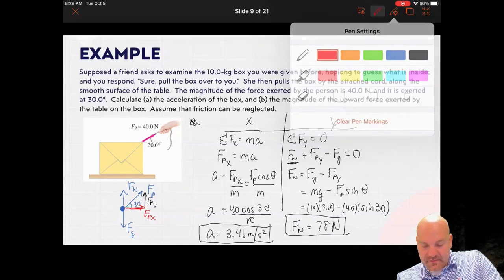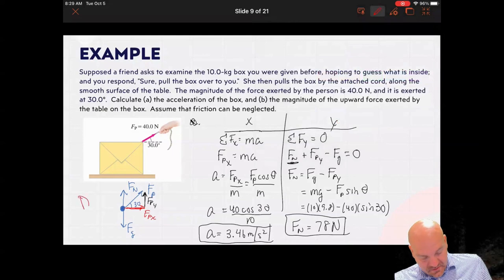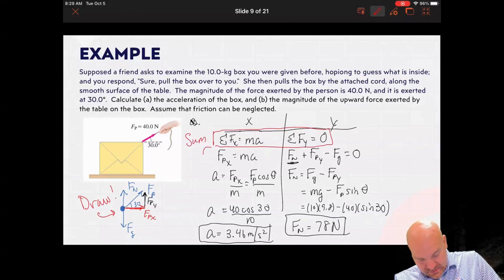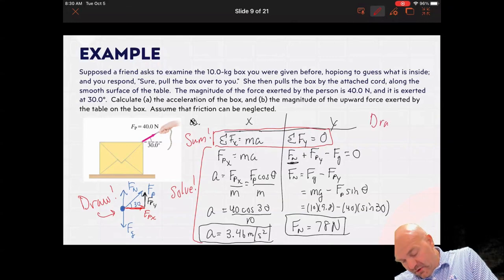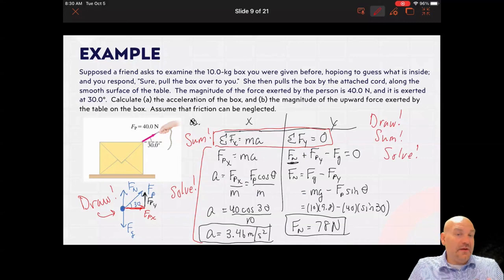Again, if I want to recap the steps here, draw is our free body diagram. This line right here is the summing. And then what you see down here is the solve, right? And so remember, basic strategy: draw, sum, solve. Okay, and really you're going to apply that to all these application problems.